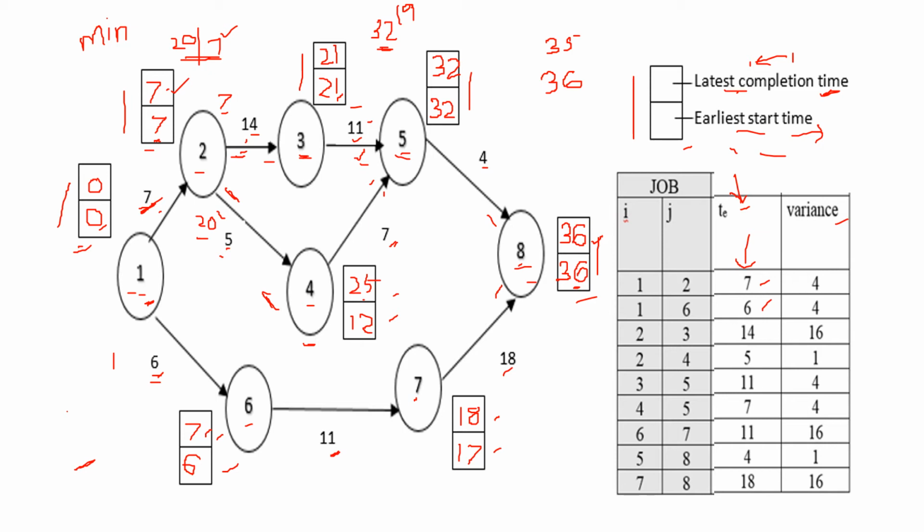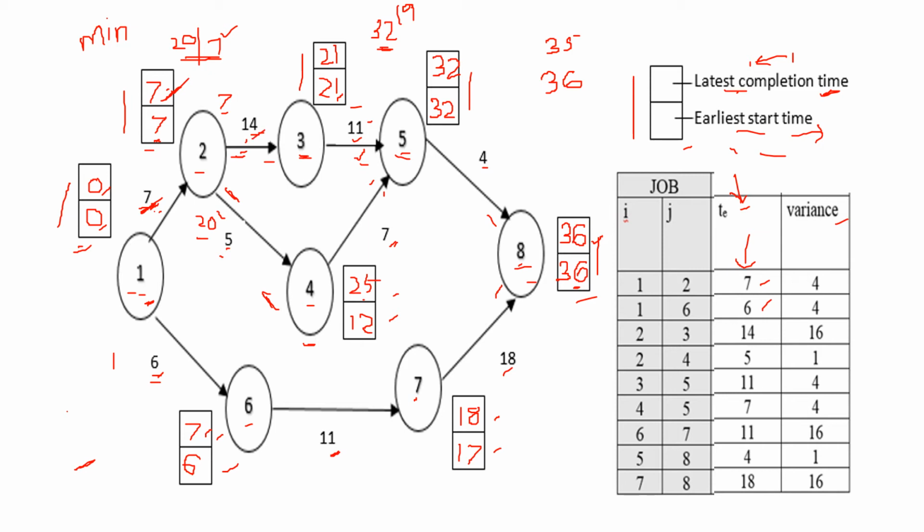So you have to check the latest completion time and the earliest start time should be same. And one more thing, that is 7 is the latest completion time, right? 7 minus 7, that should be 0, or 7 minus 0, this value you have to get. 21 minus 14, you have to get this value, or 21 minus 7, you have to get this value.